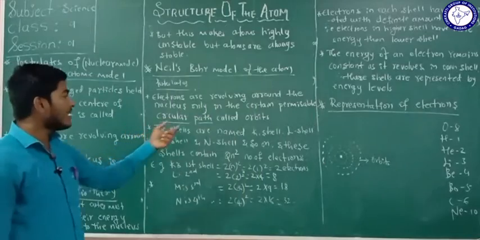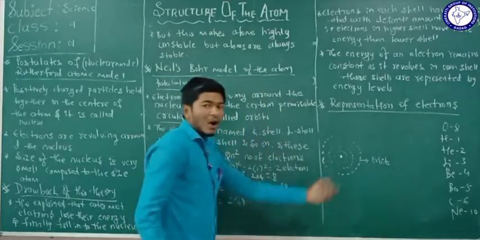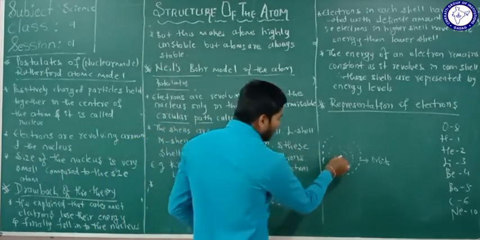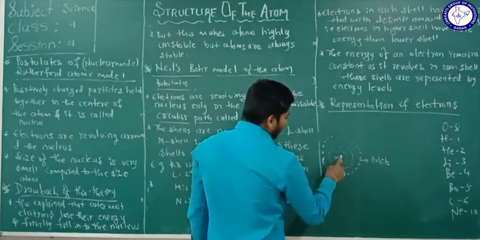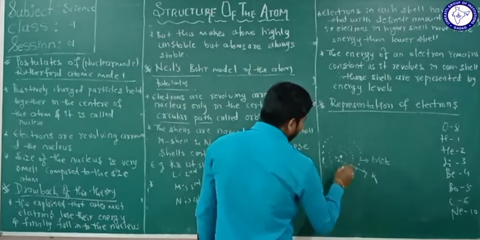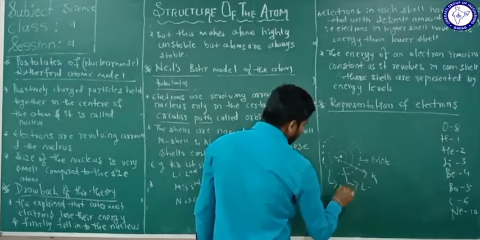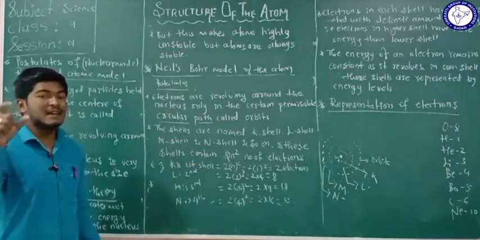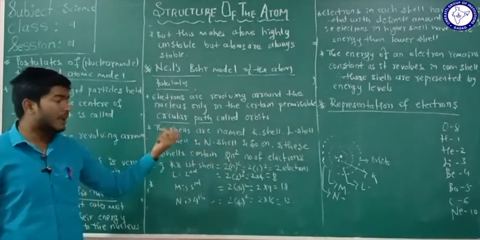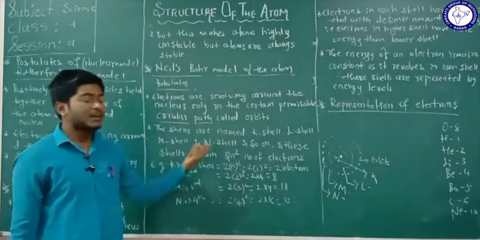The shells are named K shell, L shell, and so on, counting from the nucleus. The first orbit is named the K shell, the second orbit is the L shell, the third orbit is the M shell, and the fourth orbit is the N shell, and so on. He named these orbits K, L, M, N, and so on from the nucleus.